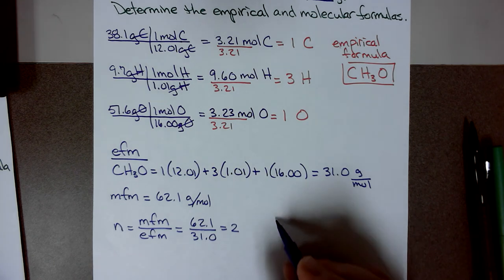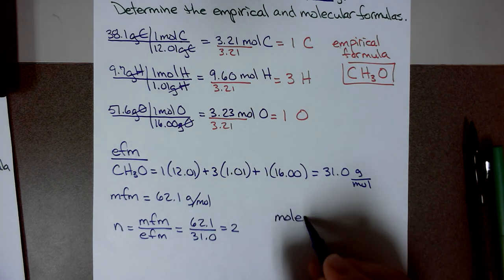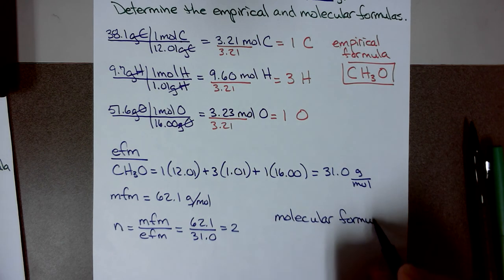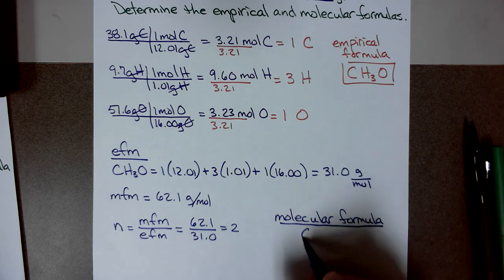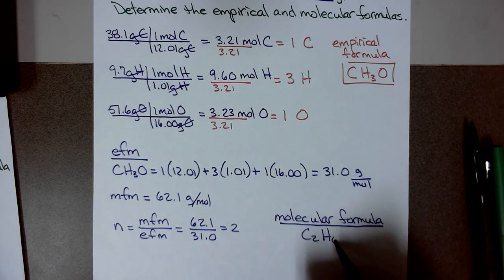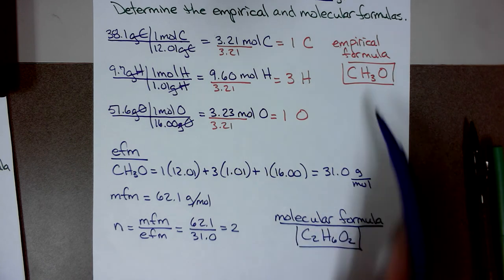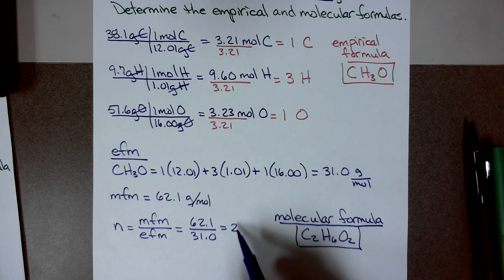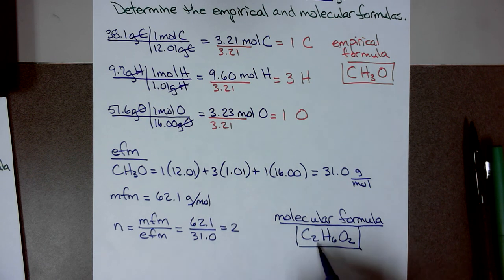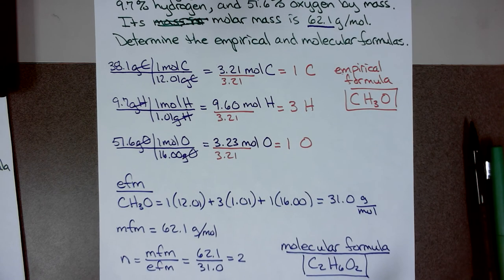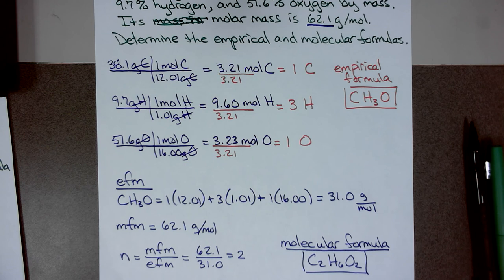So my molecular formula is C2H6O2. I just took the empirical formula, multiplied it by this whole number N, 2, and I get C2H6O2. And that is the whole problem on how to figure out empirical and molecular formulas.